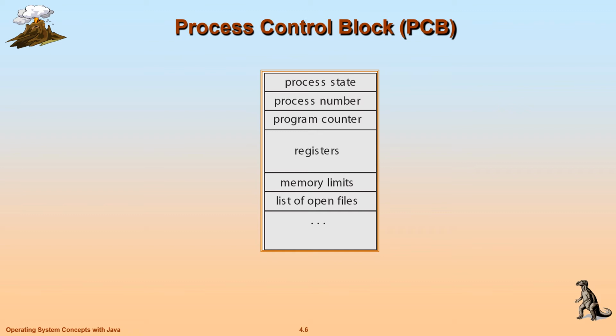Next, list of open files, IO status information. This gives the list of all the open devices, open files, and how many input output devices are needed for a particular process. This information is maintained in the list of open files or IO status information.